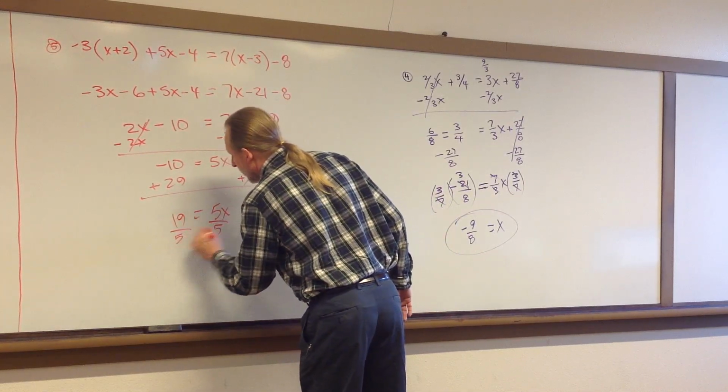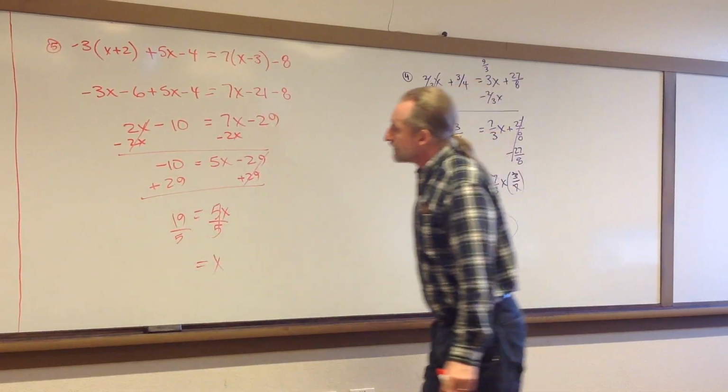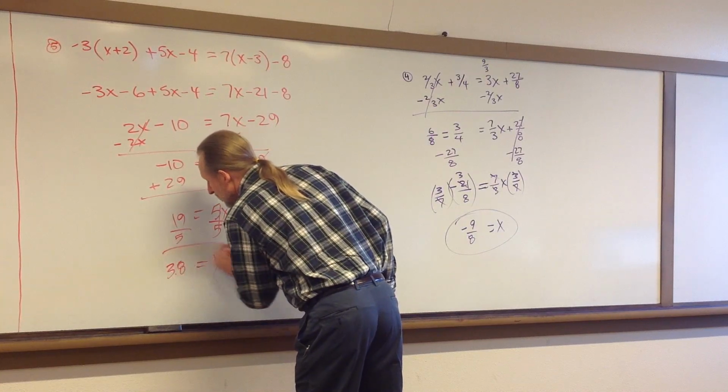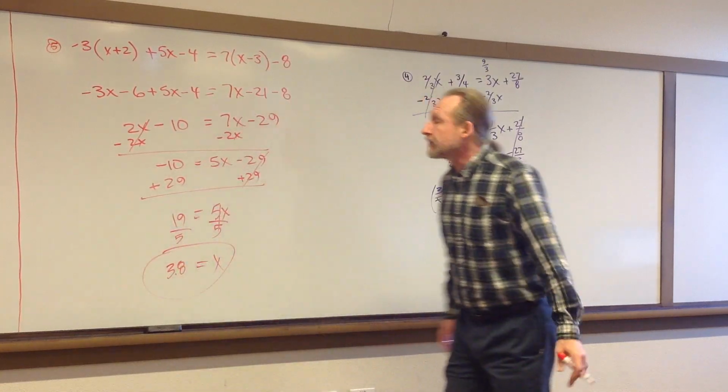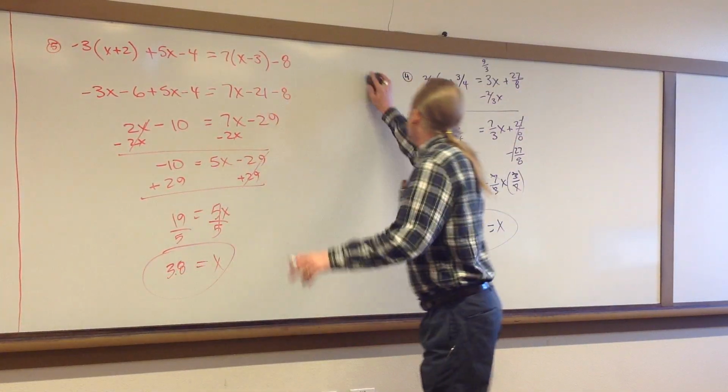And so if we divide on both sides by 5, we'll get x equals 3.8. You can leave it as 19/5. You can call it 3 4/5. Those are all correct answers. All right.